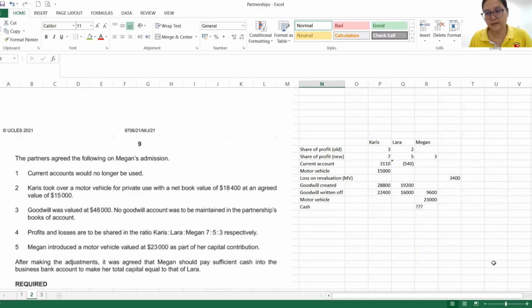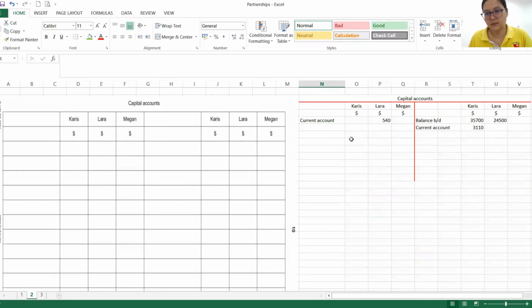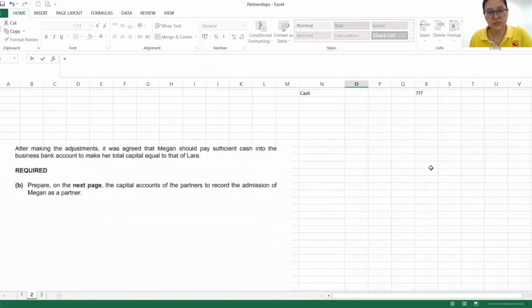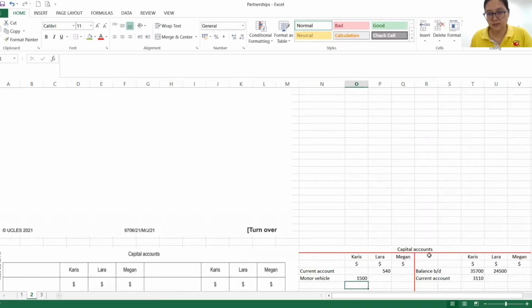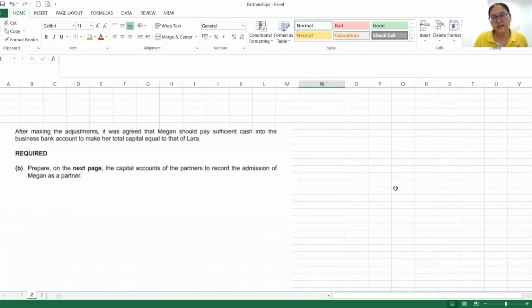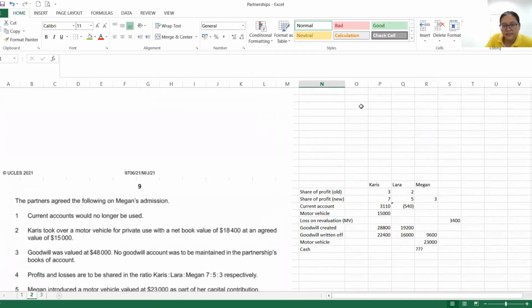Okay, next is the motor vehicle taken by Khalis, which is 15,000. And then the revaluation of the asset is only F1, which is 3,004. So this 3,004, we have to calculate how much to be shared among Khalis and Lara.